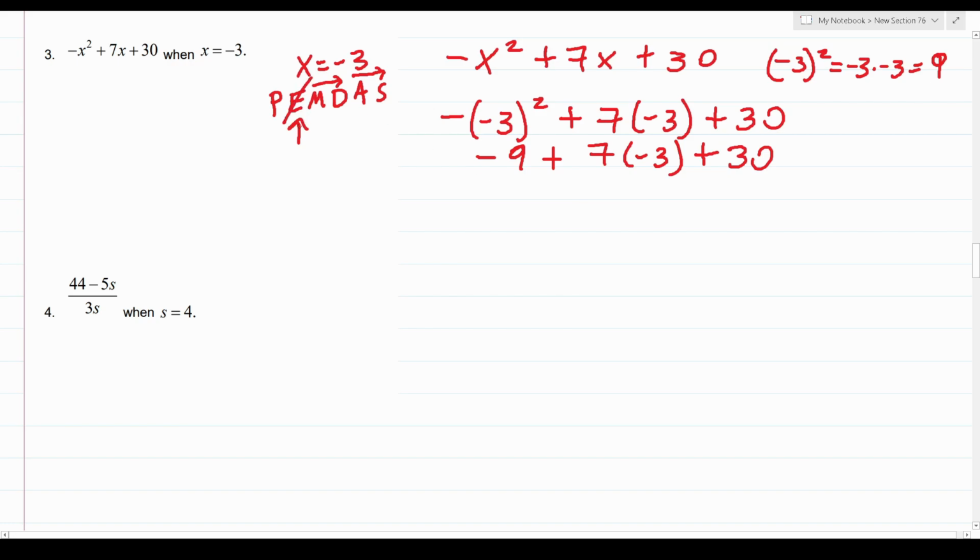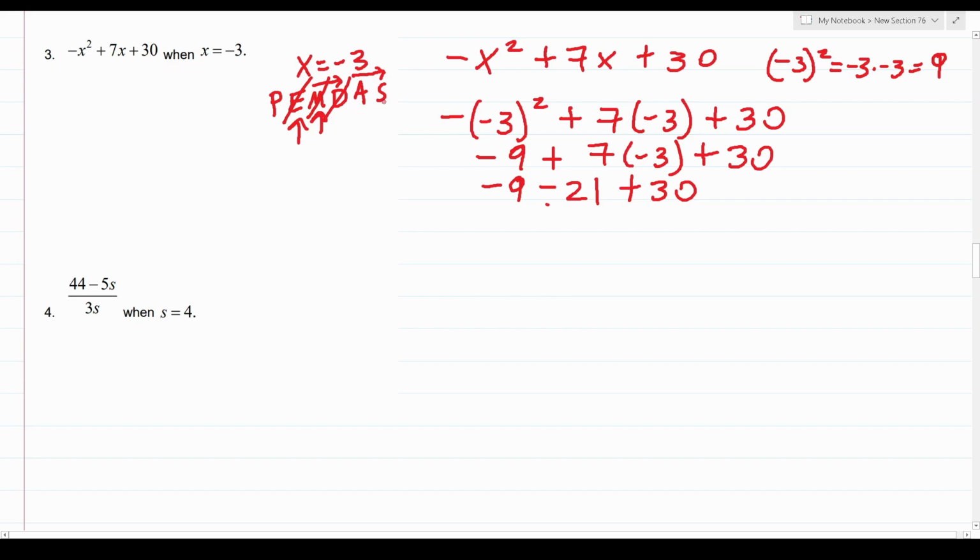We just took care of our exponents. We have multiplication here, 7 times -3, and then addition and addition. So we're going to go ahead and take care of that multiplication now. Again, this is -9. Positive times a negative is a negative. So positive 7 times -3 is -21. And then we just have plus 30 here. So we took care of our multiplication there. There's no division to work out. Now we just have subtraction and addition.